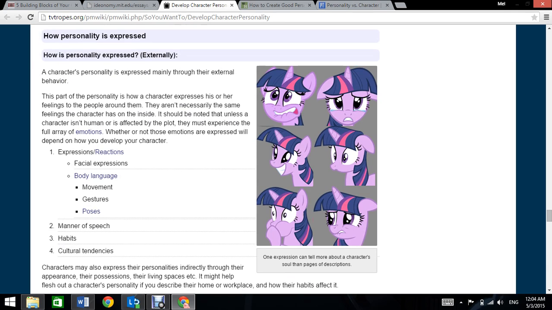How's personality expressed? Expressions are very important: facial expressions, body movements, and such. Their speech habits, habits in general, cultural tendencies. That's very important. I keep that in mind a lot while I'm doing art too. I do a bunch of drawings of characters, and I'll just play with their emotions. I'll probably do stuff on that too.